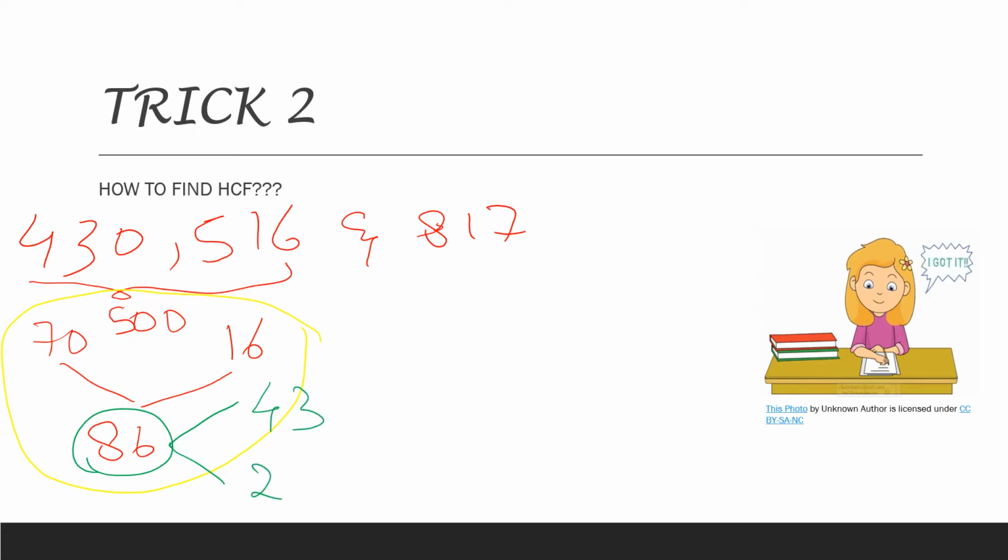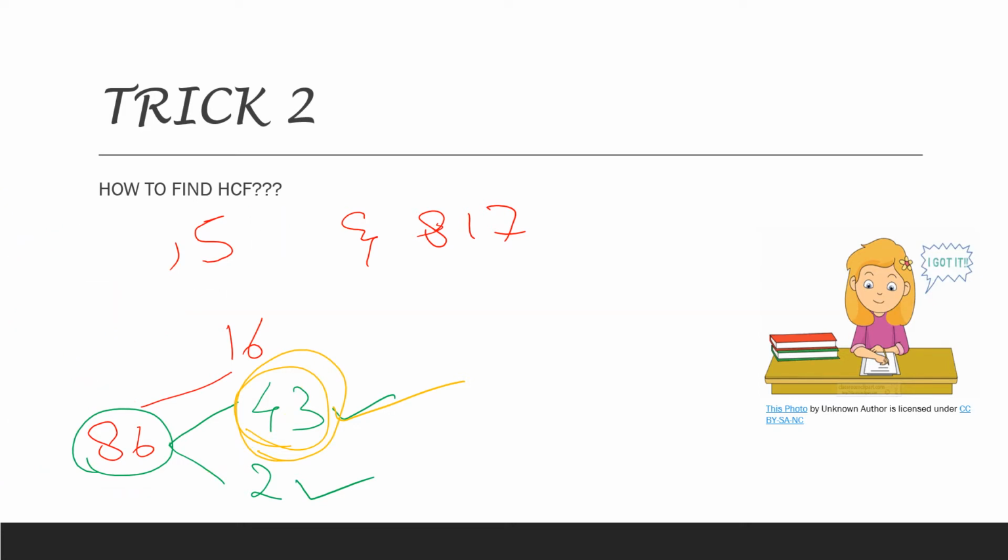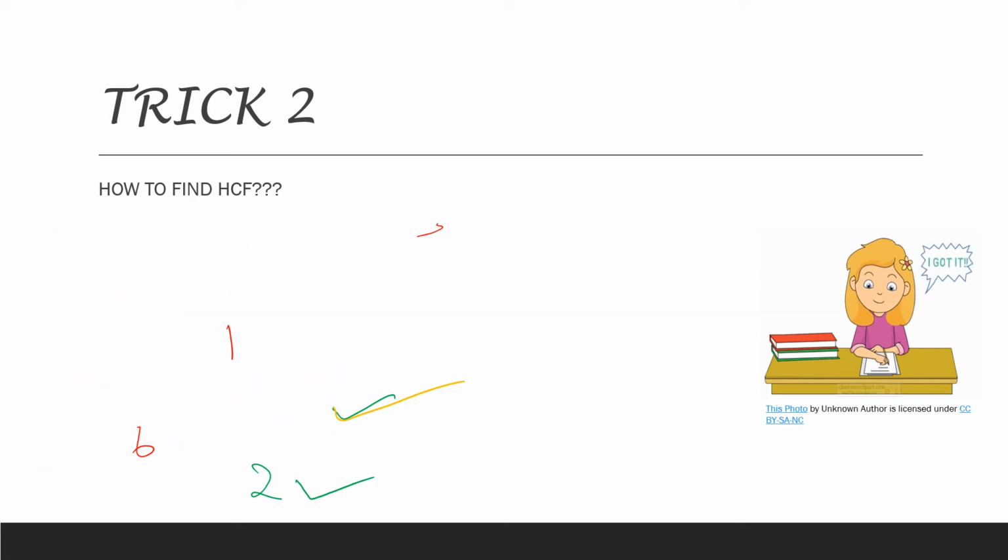Now you have to take the largest of its factors. The largest number among 43 and 2 is 43. So the HCF of these three numbers is 43. You might be kind of confused, so let's take another example where there are gigantic, very big numbers, and try the same method.